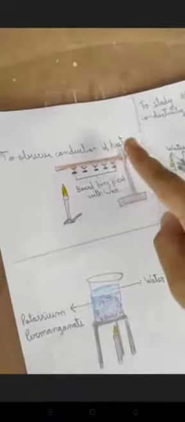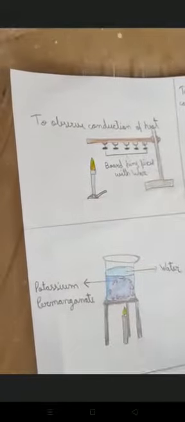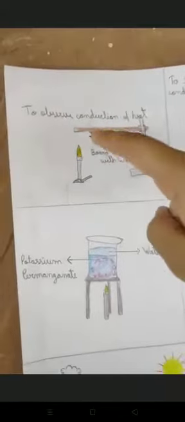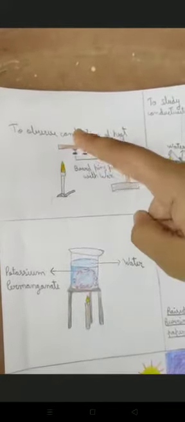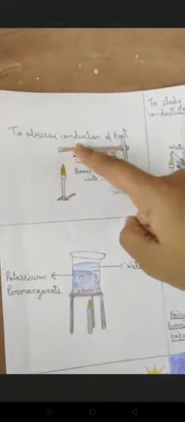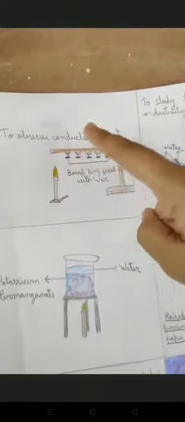So to understand conduction better, I have an activity. Here you can see I've taken a Bunsen burner, one stand, a rod, wax and pins. I've fixed the pins with the wax on the rod and I've lit the Bunsen burner. You will see that the pin near the Bunsen burner will fall first because the heat will get transferred first over here. So the wax will melt and the pin will fall.